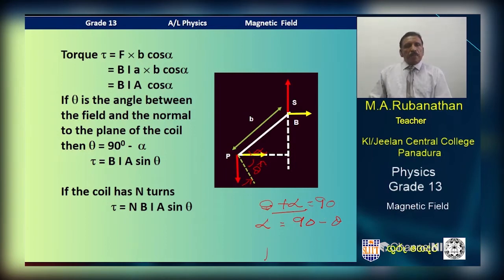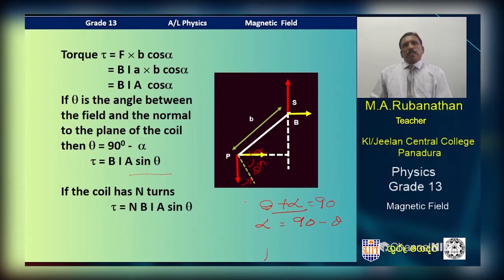So we substitute alpha in cos alpha. We get cos of 90 minus theta, that is equal to sin theta. Therefore, we write the final result: BIA sin theta. Again, B is the magnitude of the magnetic flux density, I is the current, A is the area of the coil, and theta is the angle the normal to the plane makes with the magnetic field. Okay, clear about this?